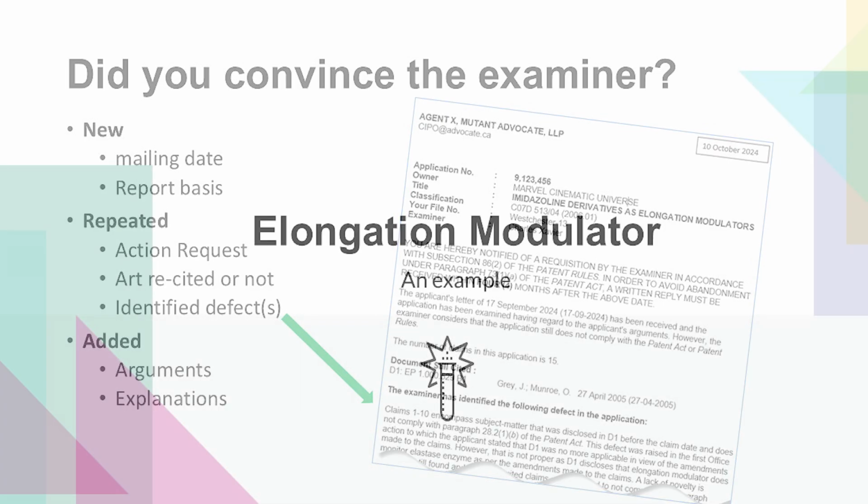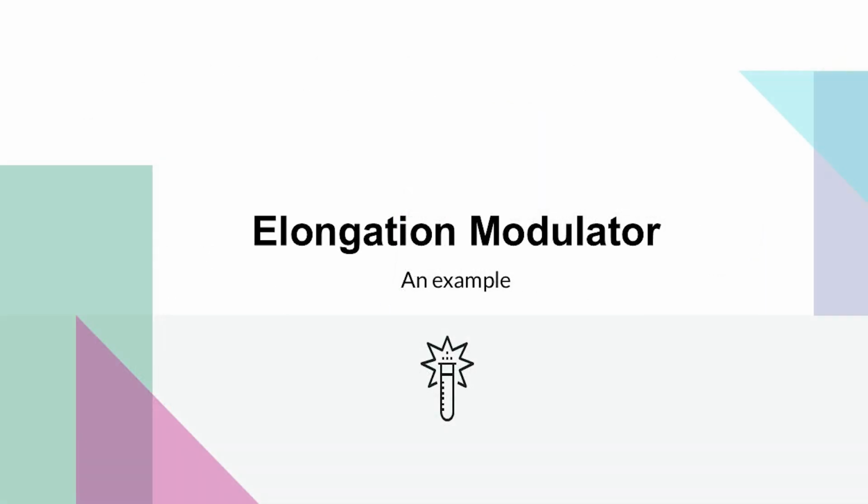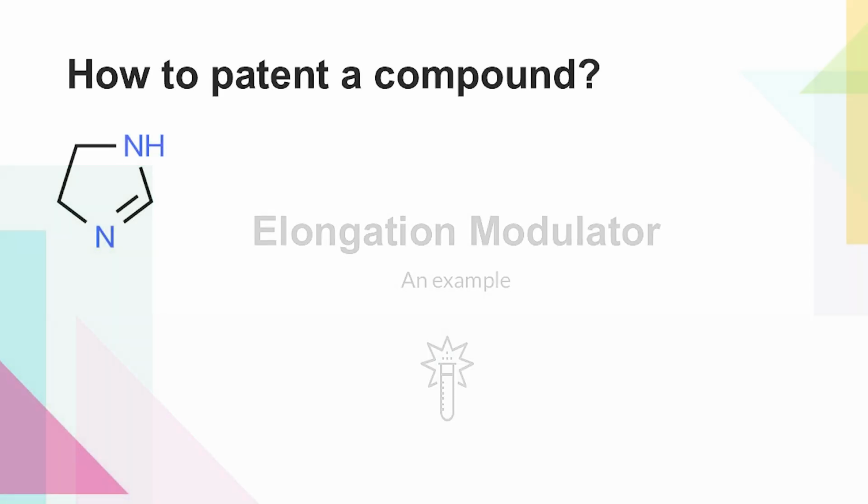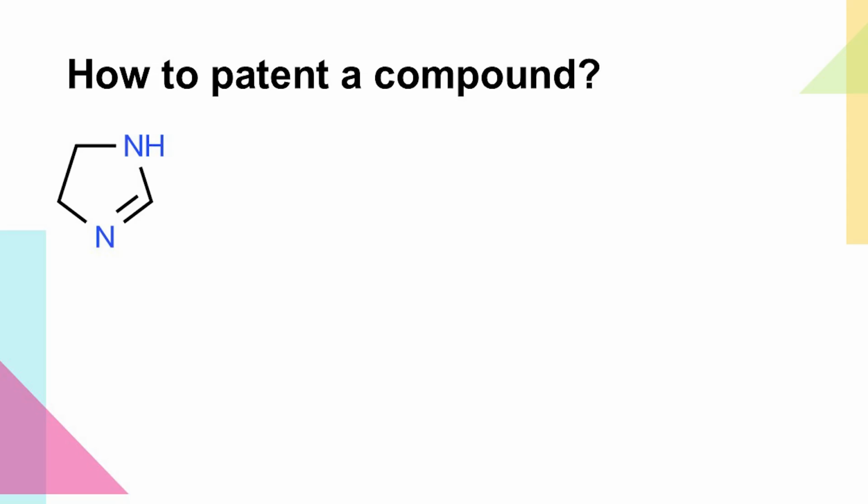Let's say you invented an elongation modulator. This modulator is a chemical compound of the imidazoline family. So how will you patent this chemical compound of yours? As per the beginning of this presentation, you of course have to make sure that it fits in the patentable category. And a chemical compound is a tangible product, so it does meet the patentable criteria.